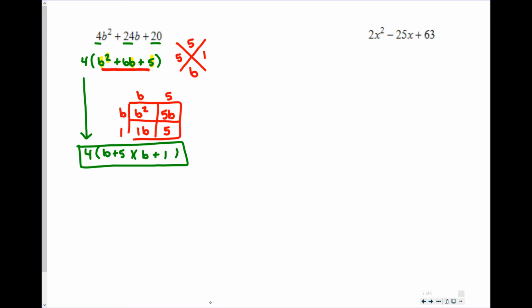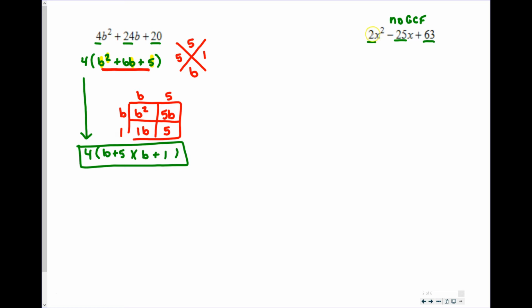All right. The second problem, 2x squared minus 25x plus 63. The first step is to look for a GCF. So 2, 25, and 63. 2 is the biggest it can be because this one only has a 2. And I know 2 doesn't go into 25, so right away I know there is no GCF in this problem. That's okay, that's going to happen sometimes.